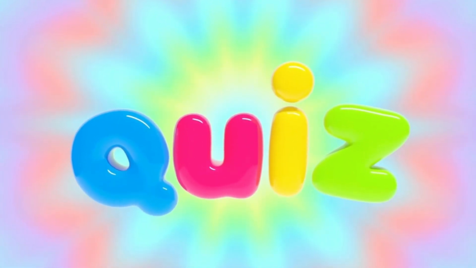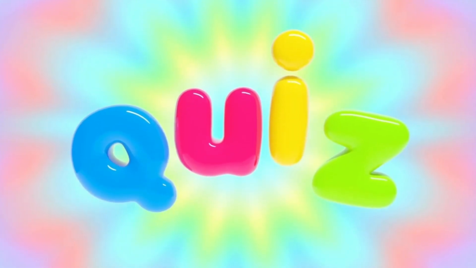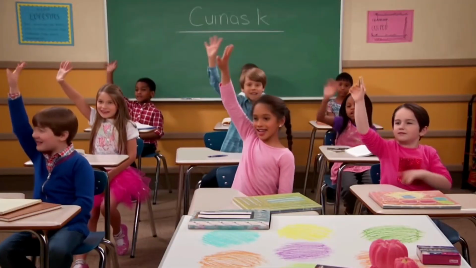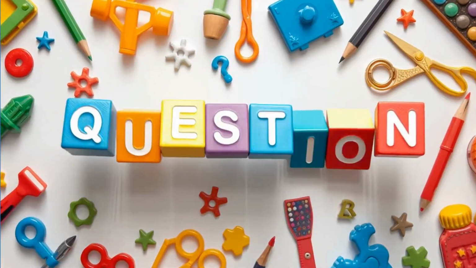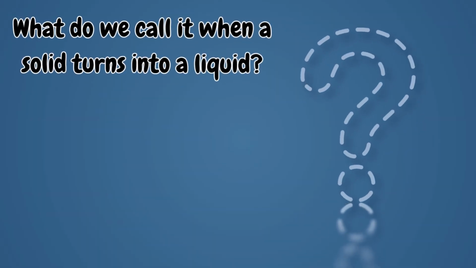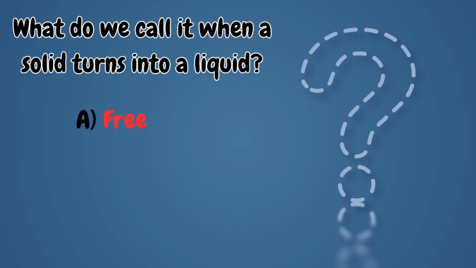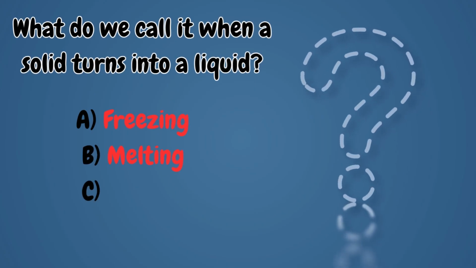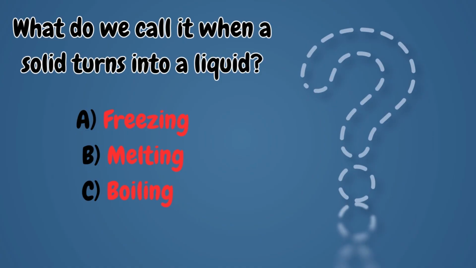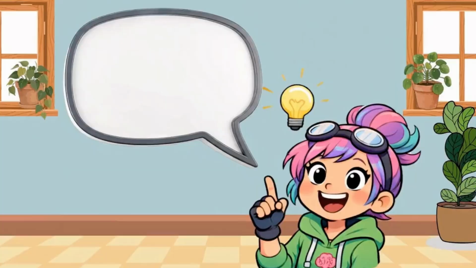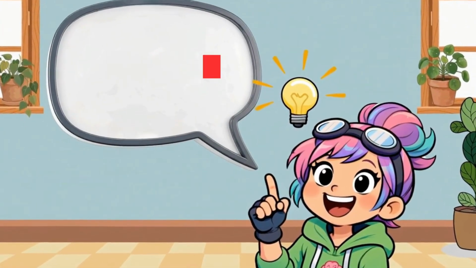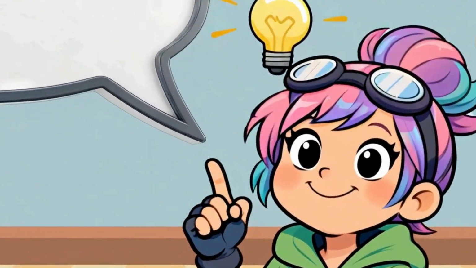All right, NoodleBrains, let's see how much you remember. I've got 4 questions for you. Shout out your answers or say them in your head. Are you ready? Let's go. Question 1. What do we call it when a solid turns into a liquid? Do we call it A, freezing, B, melting, or C, boiling? And the answer is B, melting. That's when particles gain energy and break free from their fixed positions.